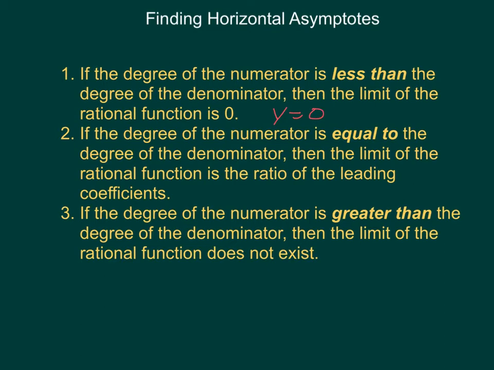If the degree of the numerator is equal to the degree of the denominator, then the limit of the rational function is going to be the ratio of the leading coefficients. So let's say the leading coefficient in the numerator was p and the leading coefficient of the denominator was q, then my horizontal asymptote is going to be y equals p over q. And the last one, if the degree of the numerator is greater than the degree of the denominator, then the limit of the rational function does not exist, and therefore there will not be any horizontal asymptote.